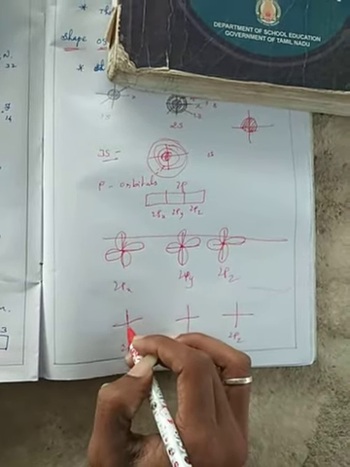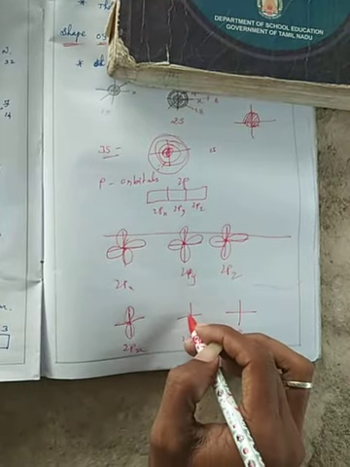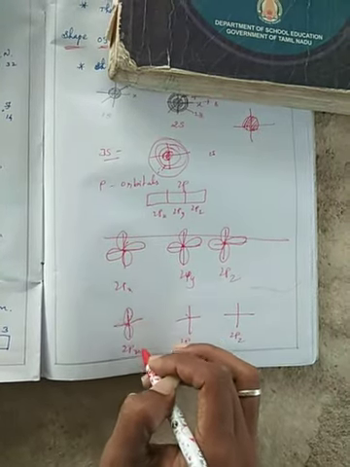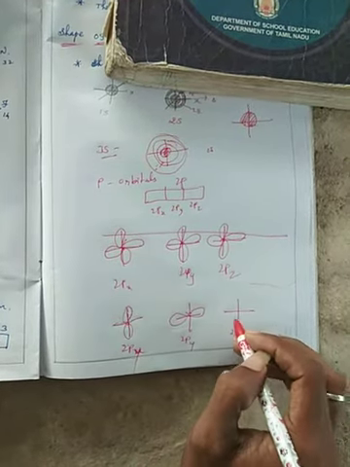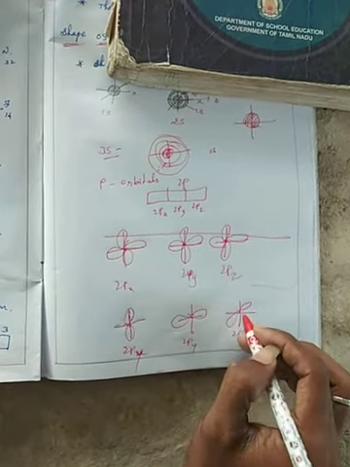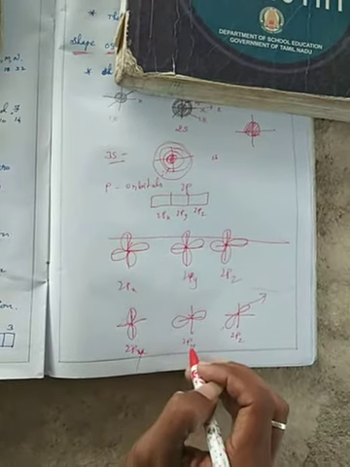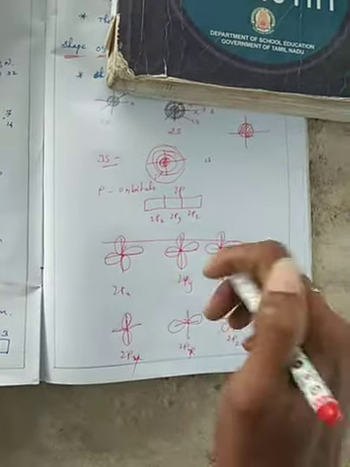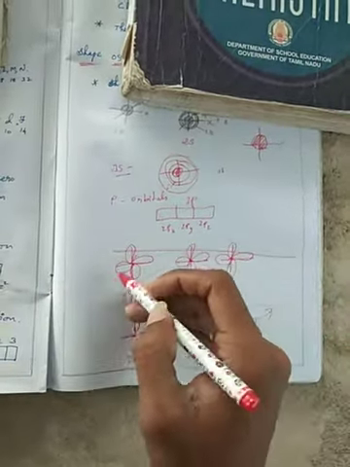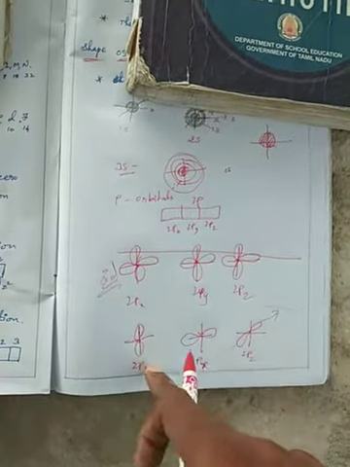In the 2px orbital the x axis is present, in the 2py orbital the y axis is present, and in the 2pz orbital the z axis is present. Considering 2px, 2py and 2pz, the axial line is present along each. These are 3D orbitals. Sorry students, now also the 2p orbitals.